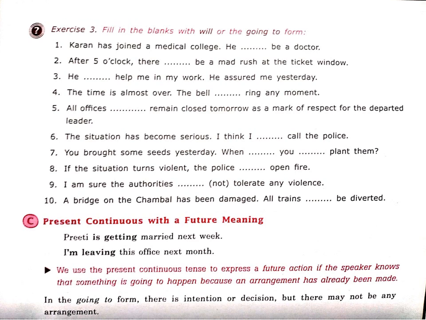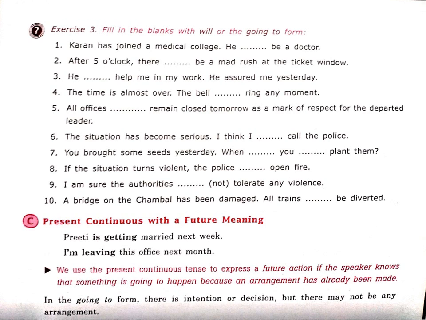Present continuous with a future meaning. Preeti is getting married next week. I'm leaving this office next month. We use the present continuous tense to express a future action if the speaker knows that something is going to happen because an arrangement has already been made. Means the action will surely take place in the near future, that can be expressed in present continuous. As you have seen the examples, let's see next also.